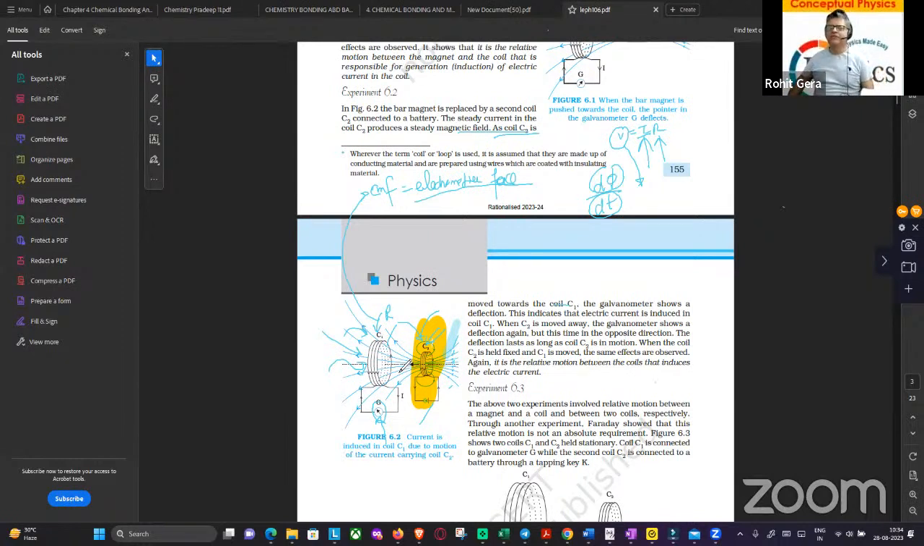But in fact, what you have generated in C1 is V is equal to IR. I is the current in the galvanometer. R is the resistance of C1. Any doubts in your mind that come up?